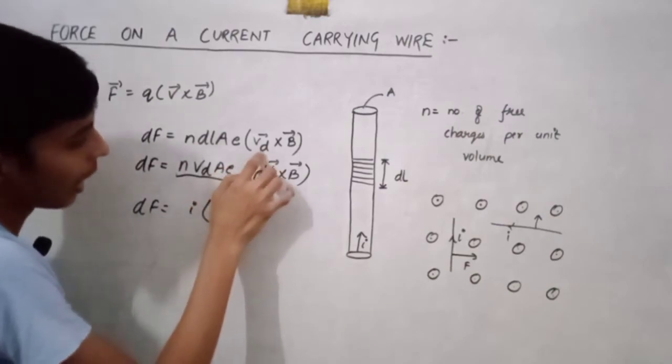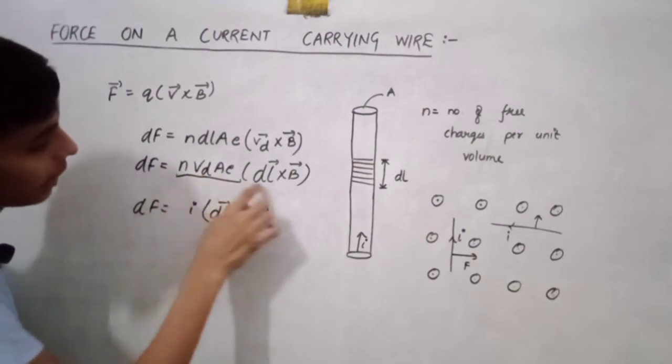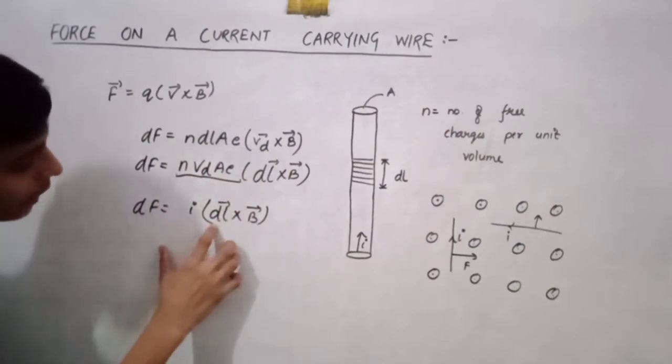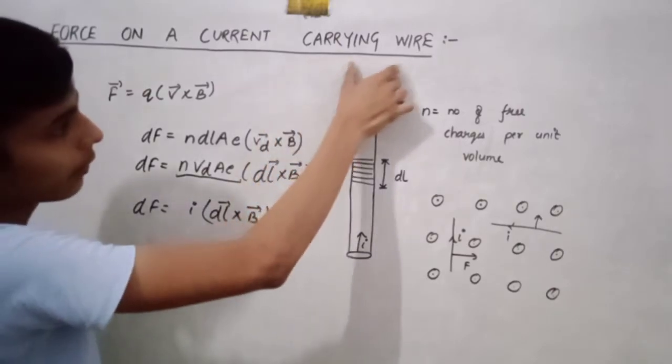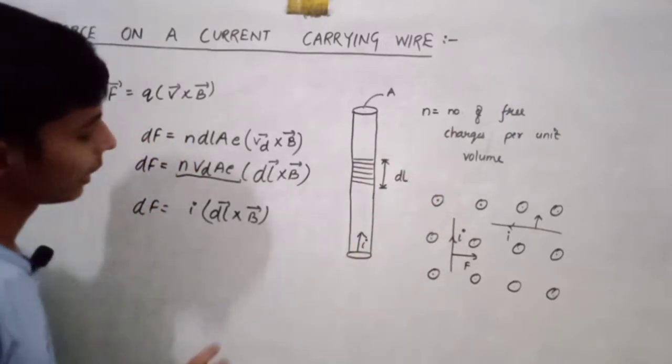Now I put Vd out of the bracket and dl into the bracket. Then we got dF equals I dl cross B. Now this is the formula of finding the force on a current carrying wire due to the small element dl. This is our small element dl.